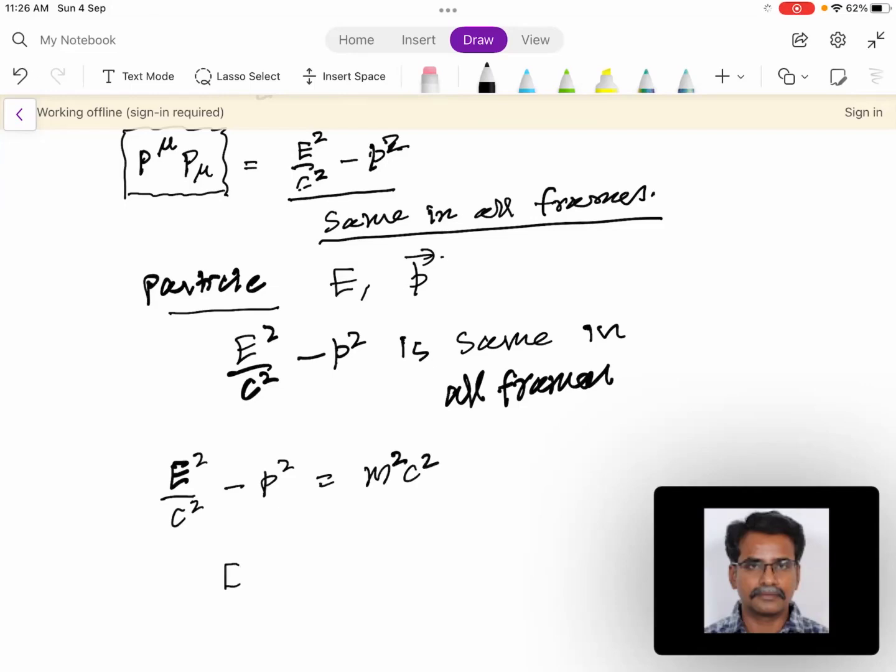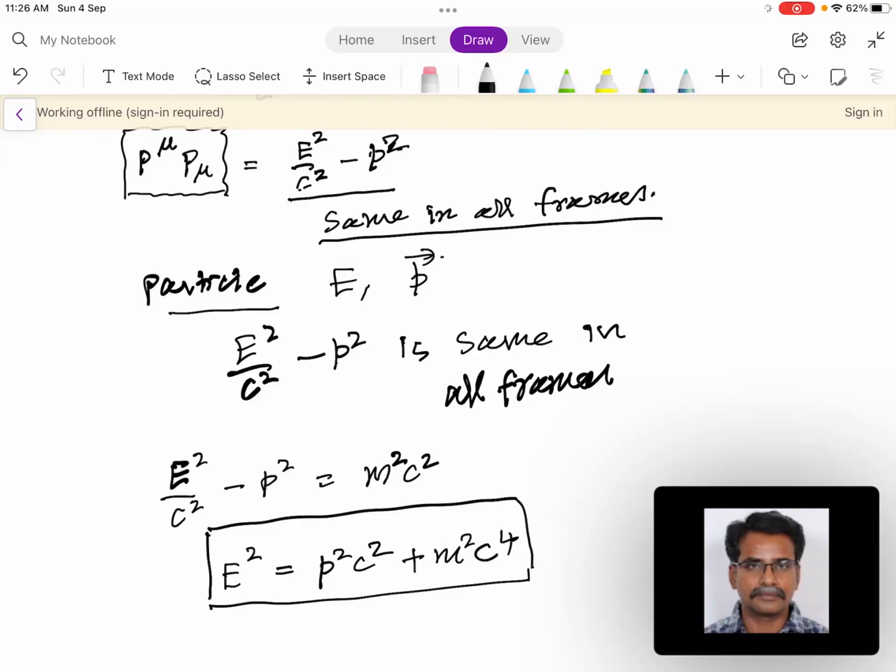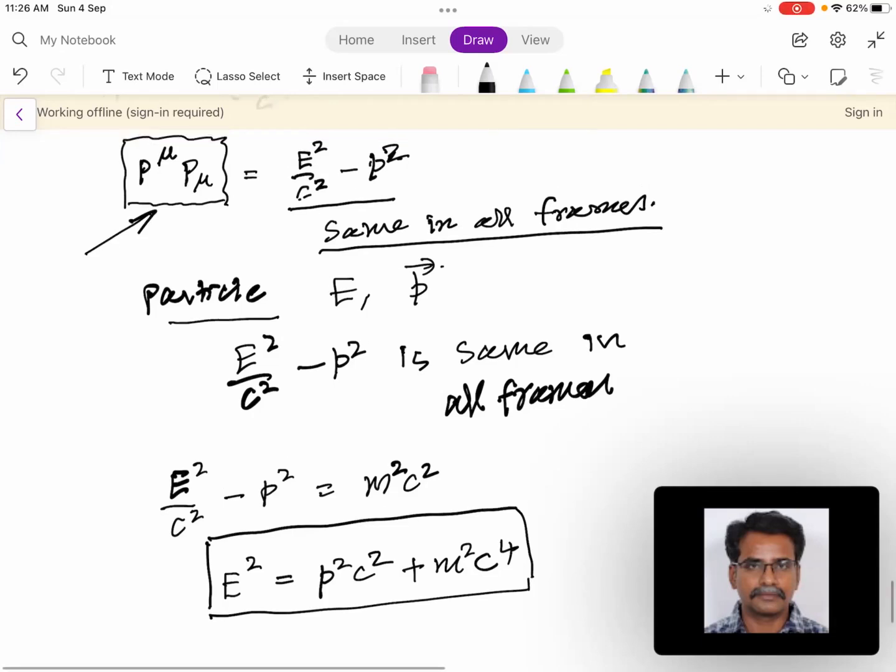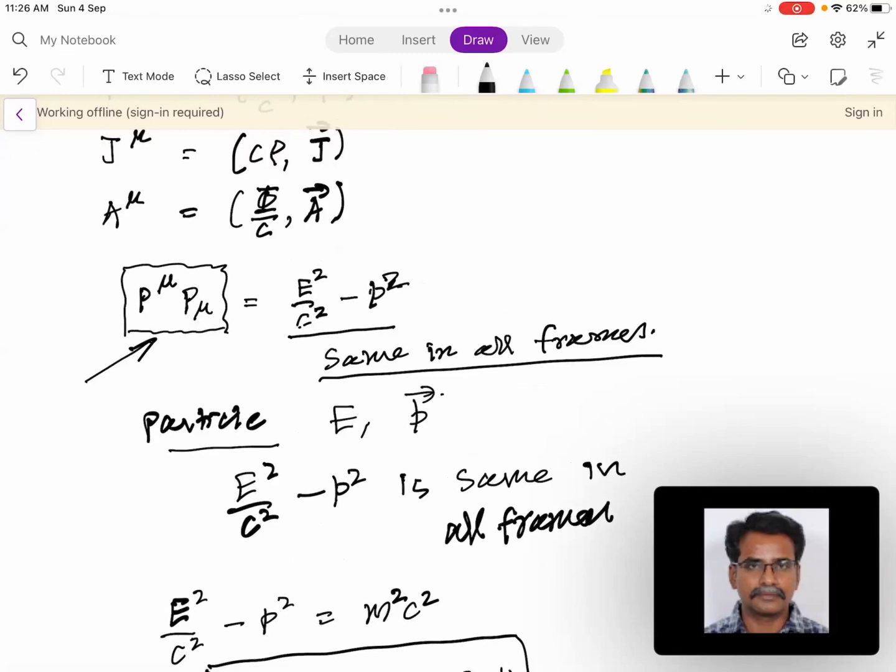So this gives you the energy momentum relation, E square equals P square C square plus M square C to the power 4. This is the relativistic energy momentum relation, which is essentially the magnitude of this vector P. So these are some interesting consequences of writing contravariant and covariant vectors, and then finding the magnitude of a vector as a combination of multiplication of a contravariant and a covariant vector.